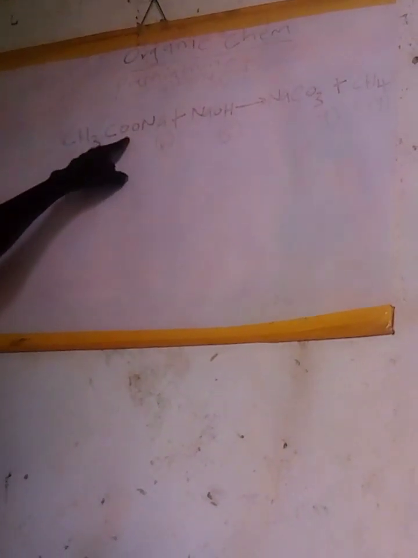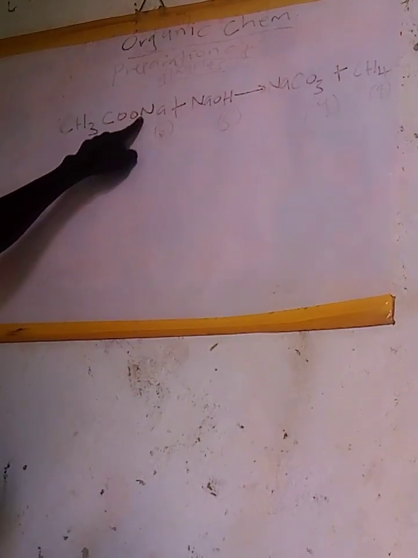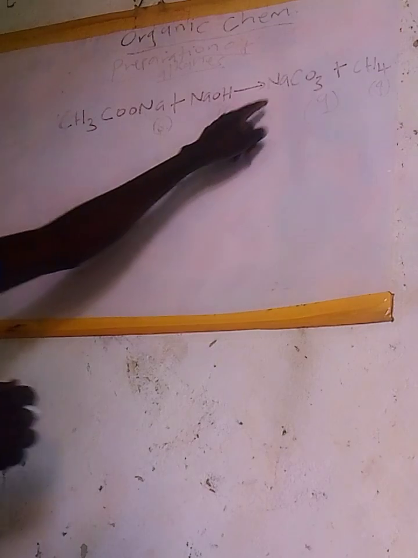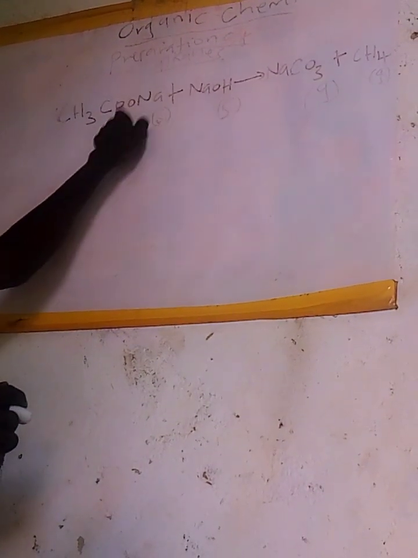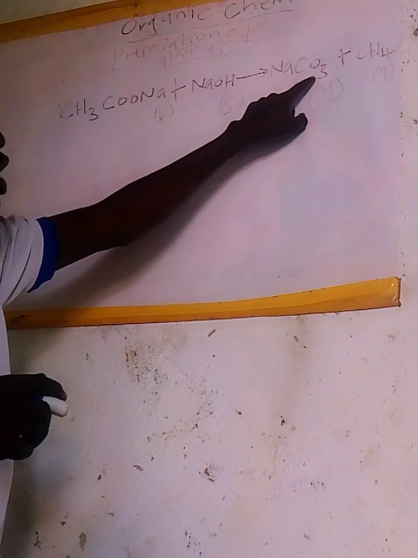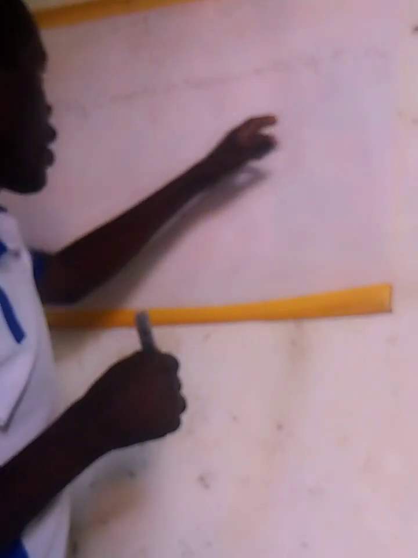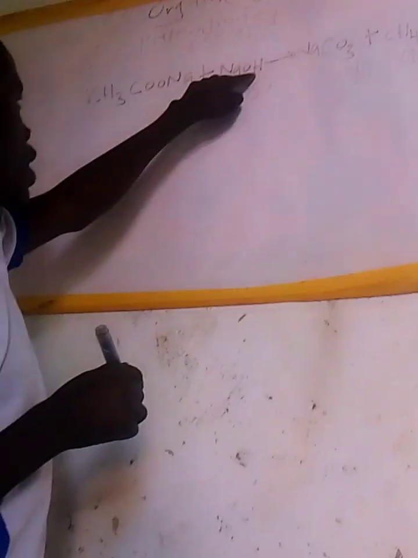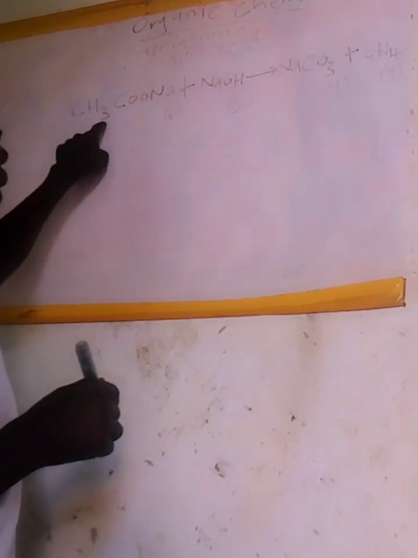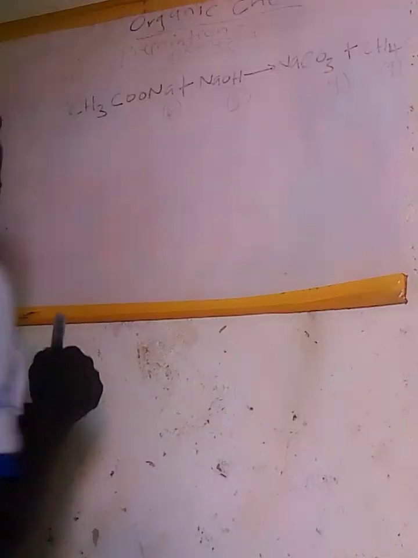You can see we have two atoms of oxygen. Sodium ethanoate, then plus sodium hydroxide. You get sodium carbonate. So this sodium combines with these three oxygens. Carbon then combines with the three oxygens to form a carbonate, sodium carbonate. Then plus methane. So this hydrogen here will come and combine with the methyl group to form methane. So this is the reaction.